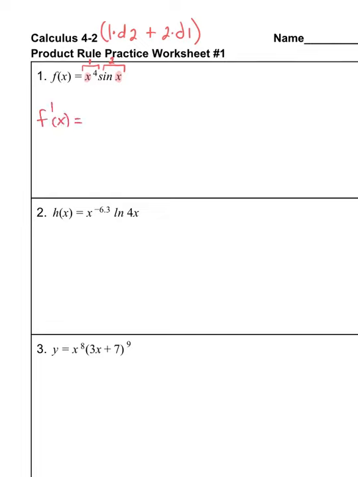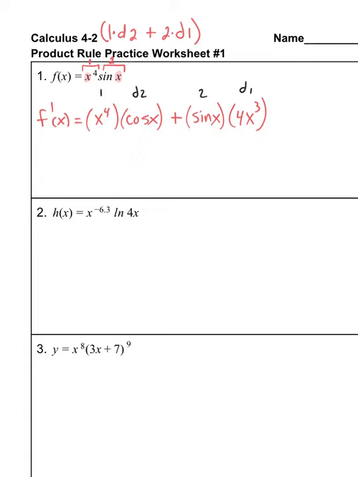Our first function, as is, is x to the fourth. The derivative of the second function, the derivative of the sine, is the cosine. All right, so if it helps, label your parts. This is f1, this is d2. And we have plus the second function, as is, the sine of x. And the derivative of the first function, x to the fourth, using the power rule, is 4x to the third. So this is the second function as is, and this is the derivative of the first.